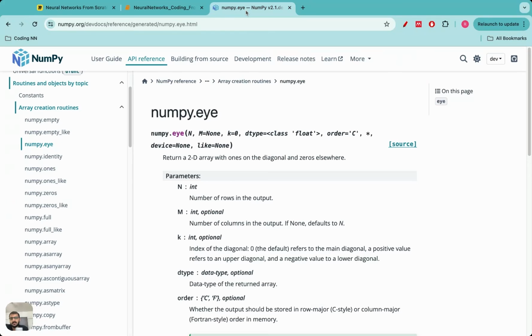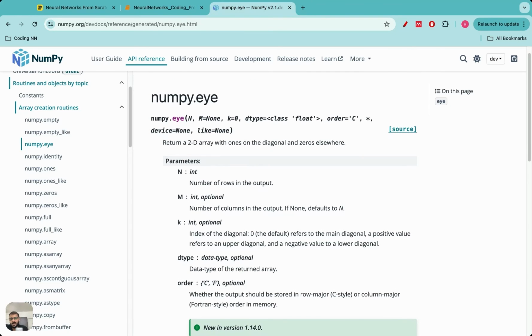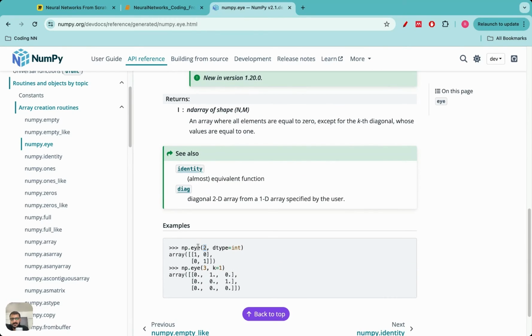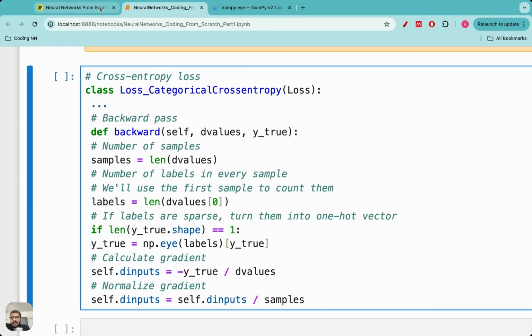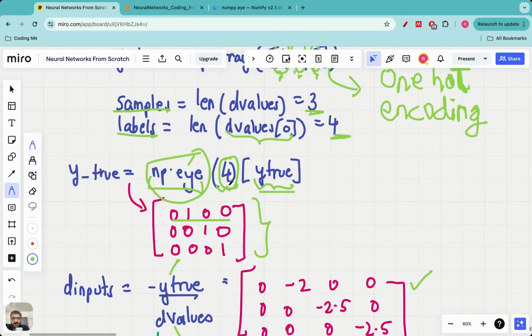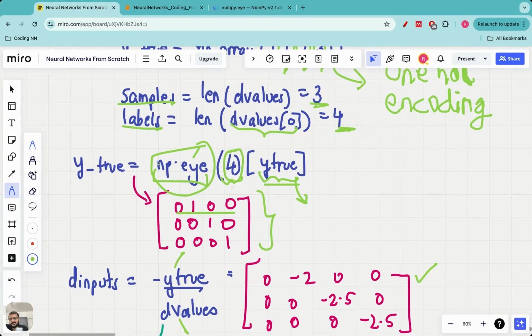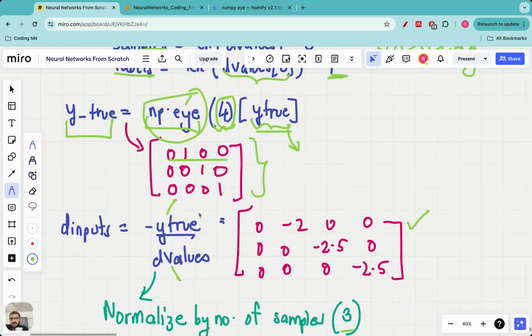You can even search the np.eye or numpy.eye documentation, and then you can see that it takes in the first argument, which is the number, and then it creates the one hot encoding based on the number of labels. So in this particular case, we have put 4 as the number of labels. So it will take each element of y true, and based on these number of labels, it will convert it into the one hot encoded format. So what we'll do next is that once y true is in the format of a matrix, then we can actually do this division very easily.